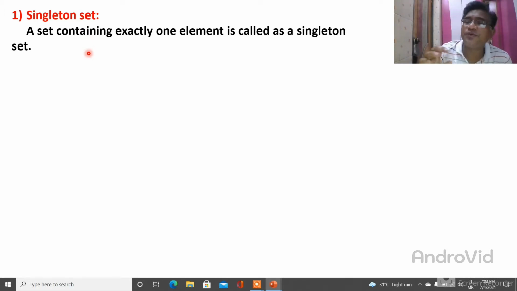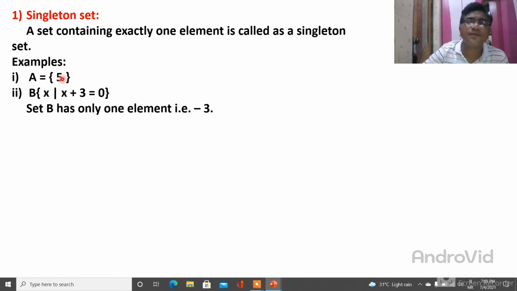Do you understand? This is very simple to understand: a set containing exactly one element, only one element, not greater than one element, is called a singleton set. Is that clear? So for example, A has the element 5, so it is a singleton set. Then B is the set of X such that X plus 3 is equal to 0. So what is this? X plus 3 is equal to 0. What is the opposite of plus 3? Because you are doing addition, if the numbers are the same but the sign is different, then the answer you get is 0.